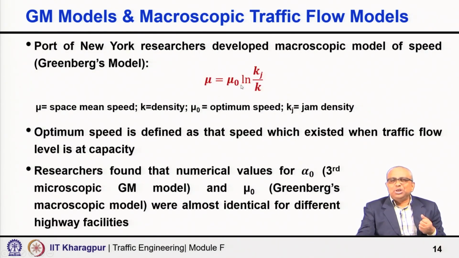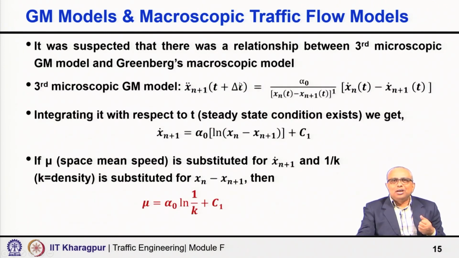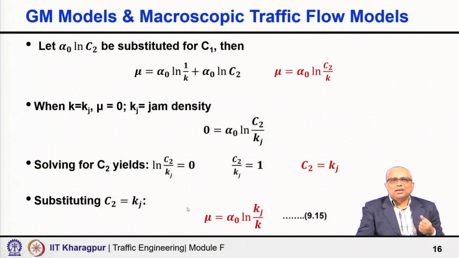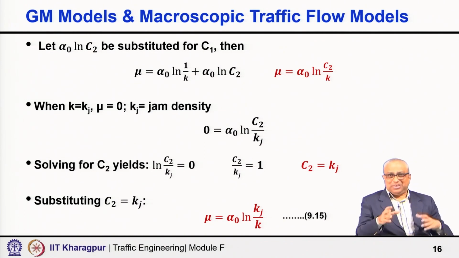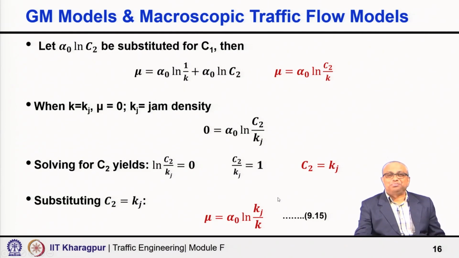Mu equal to mu_0 into ln(k_j by k). The only difference here is mu_0 and here it is alpha_0. Even by comparing these two, you can now say this mu_0 and alpha_0 must be the same. We got the other form, but still let us see if, with a little bit more analysis, we can bring alpha_0 as mu_0.